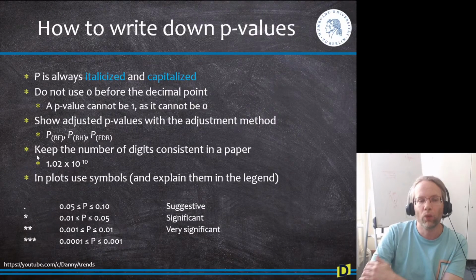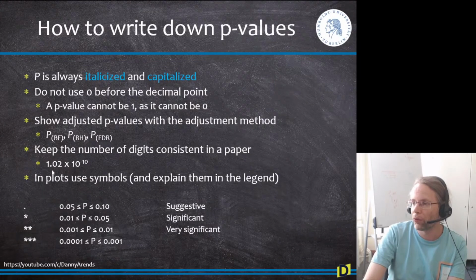You want to keep the number of digits consistent in your paper. So if you wrote your first p-value into the paper as 1.0 times 10 to the minus 10, you use 2 digits behind the comma. You do the same thing for the next value, and the same thing for the next value, and the same thing for the next value.